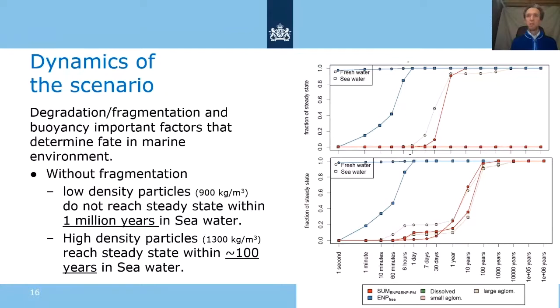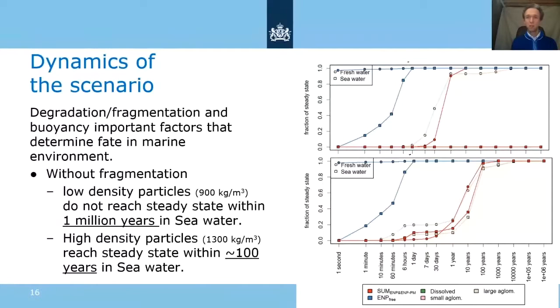So what you see at the top here is that, for example, the free microplastics reach their steady state concentration within days even. But then the agglomerates reach it a little bit later. And what you see here actually is that the marine compartment here does not reach steady state.